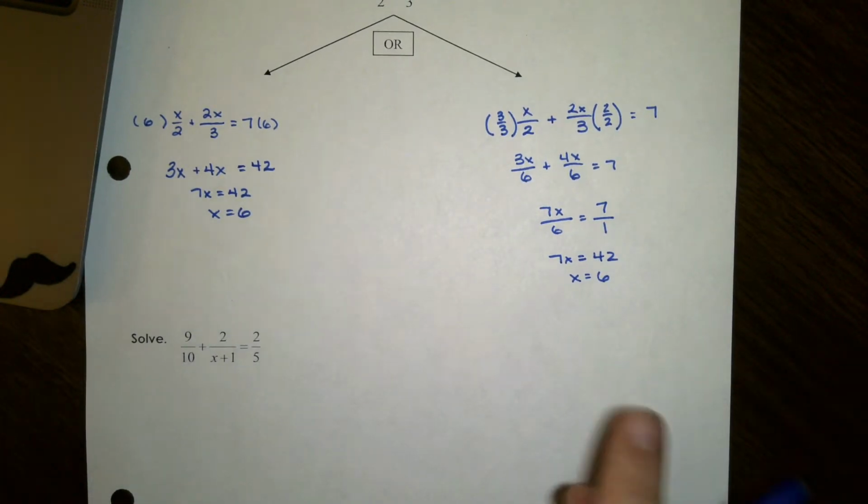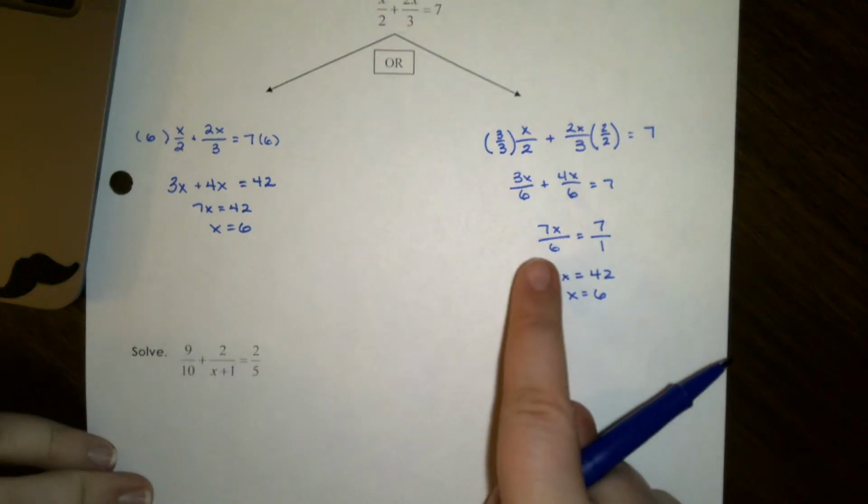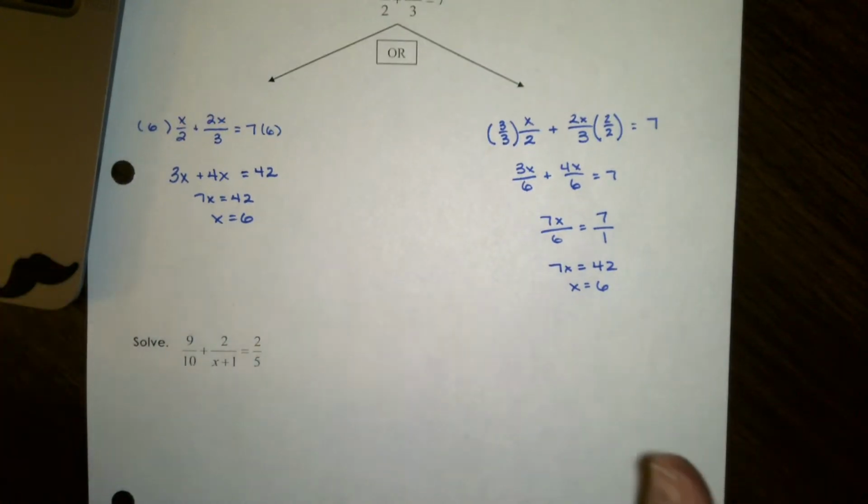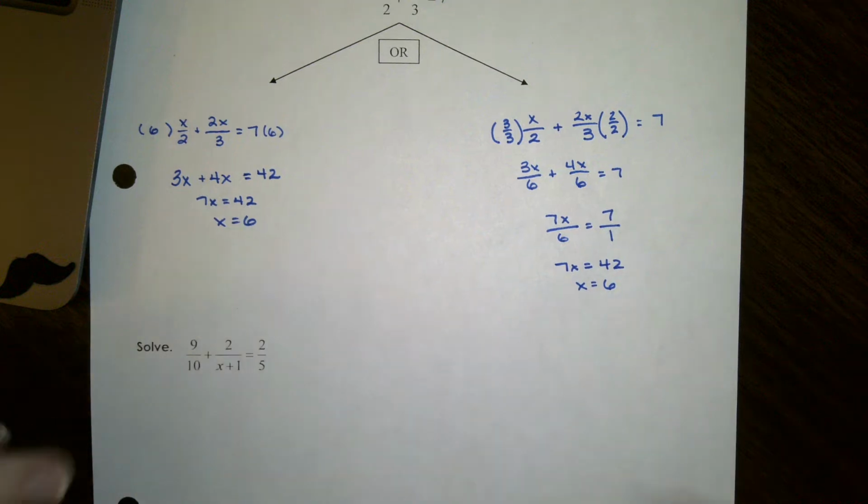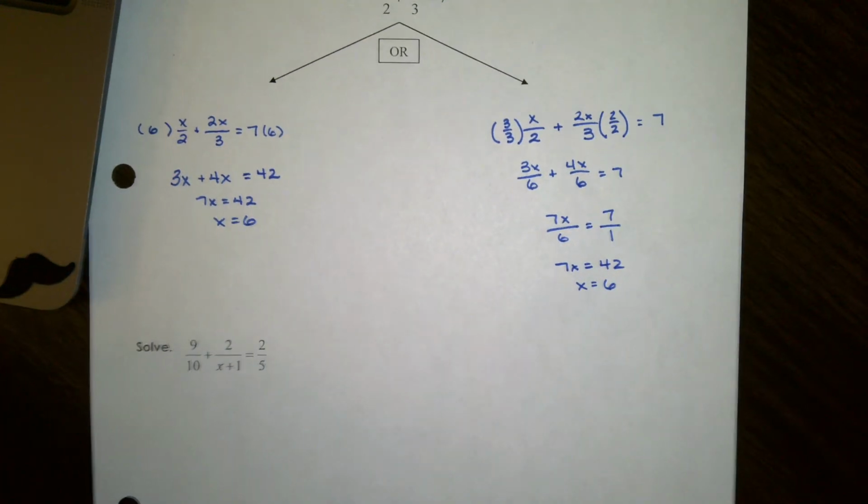Again, this method is easier if you are okay with fractions and you are good at cross multiplication. The first one is better if you like to get rid of the fractions early.